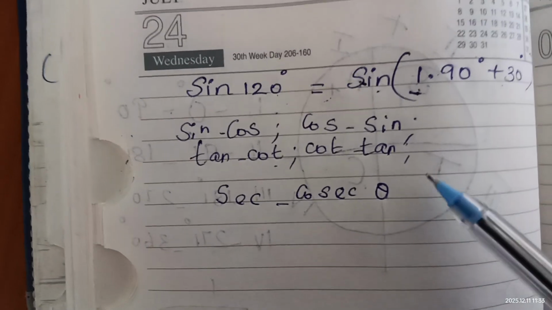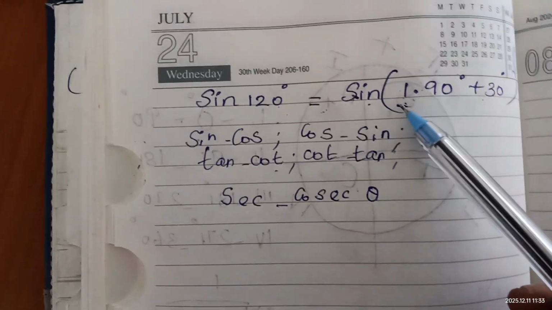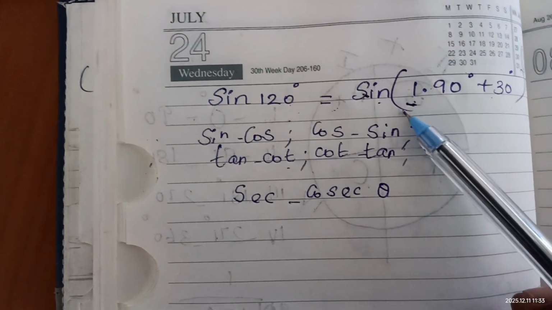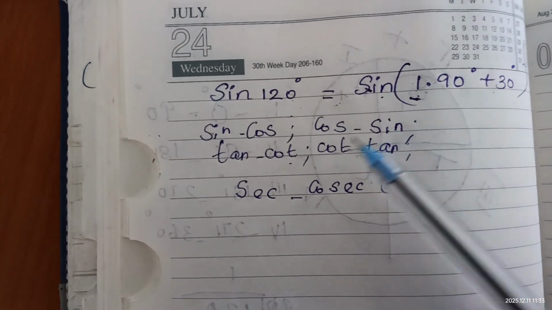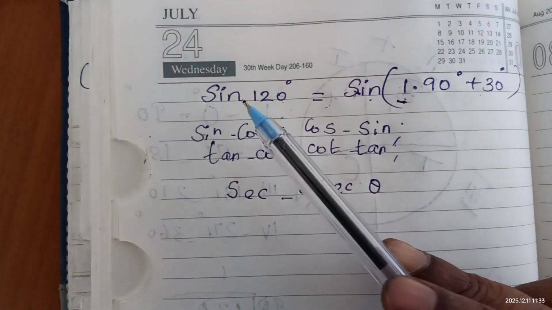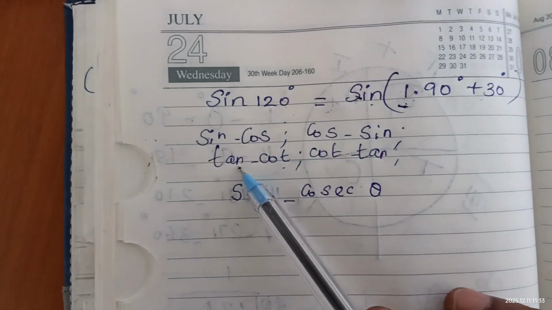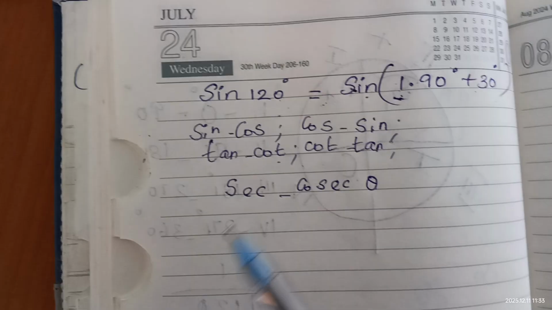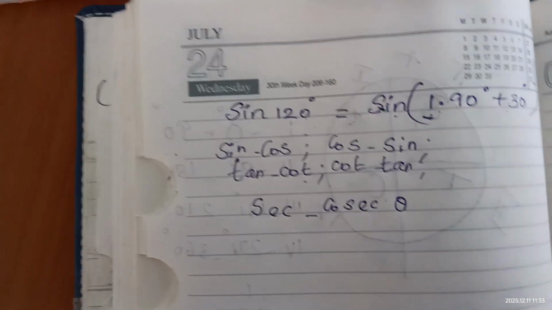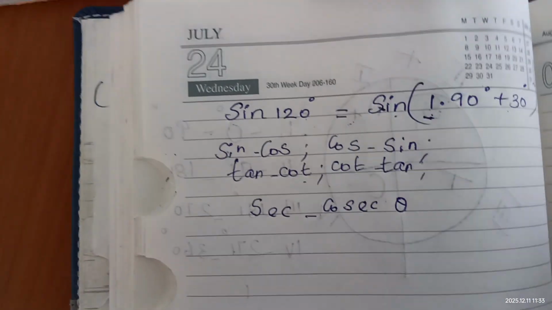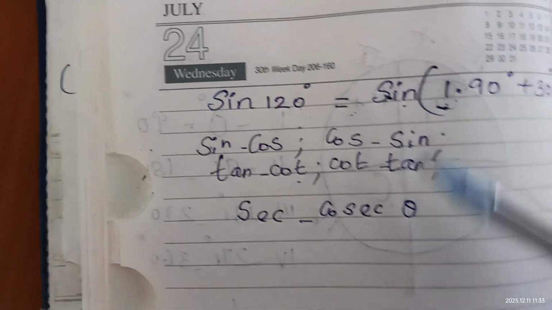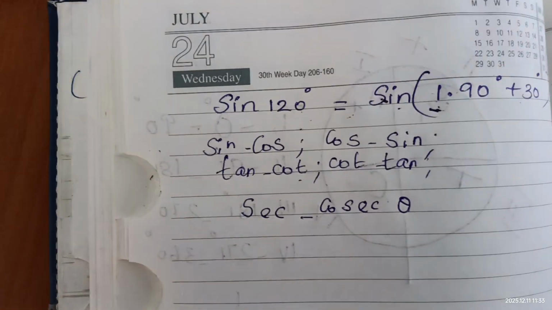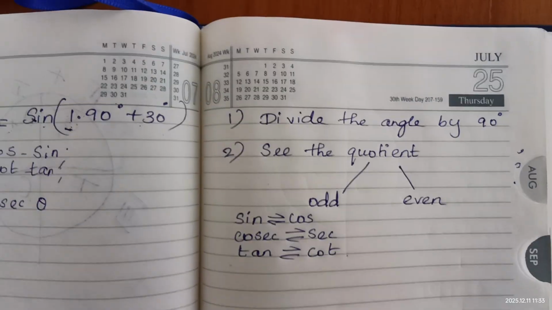Suppose if this number is even, for example 2 or 4, if this quotient is even, we should not change. Sine remains as sine, cos remains as cos, tan remains as tan. Okay, there is no change if the number is even. If the number is odd only, we have to change. Okay, now what is the first step?